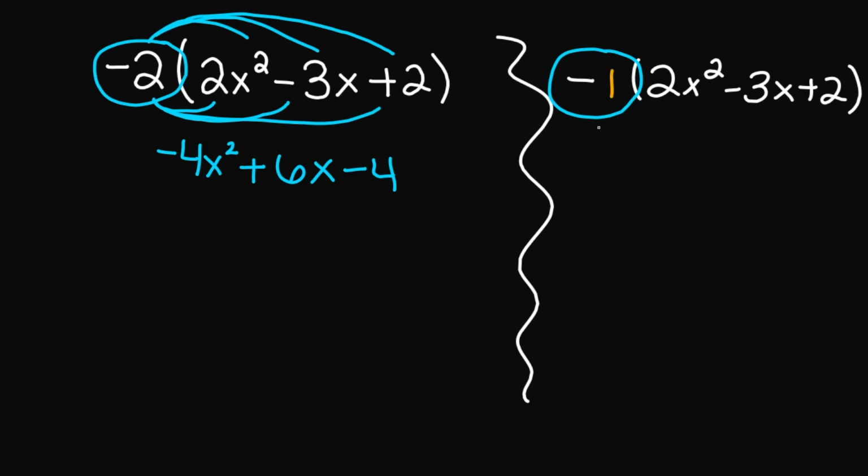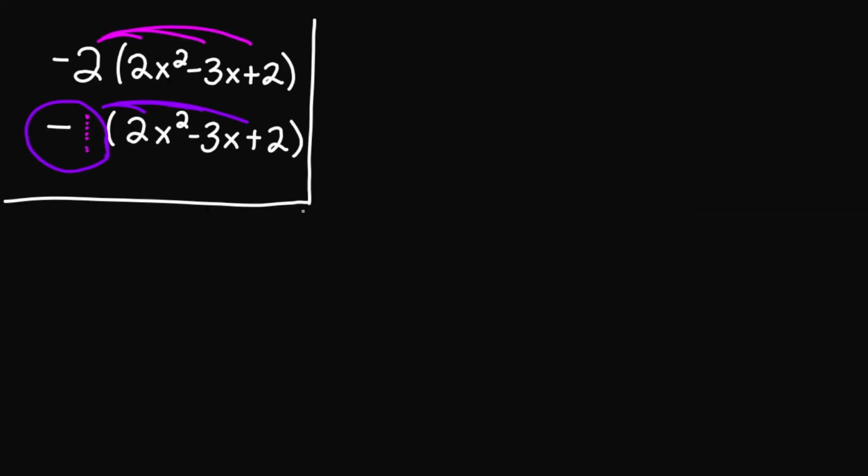I'm going to multiply negative 1 times 2x squared, which is going to give us a negative 2x squared. Negative 1 times a negative 3x is going to turn to a positive 3x. Negative 1 times 2 is going to turn into a negative 2. And this is your final answer. All right, so let's get into some examples now. I'm going to leave this little diagram up so that we can reference this because it's the same thing that we're doing when we are subtracting polynomials.